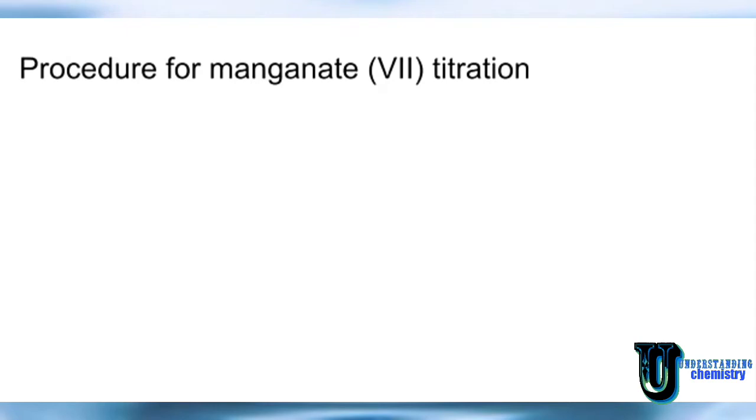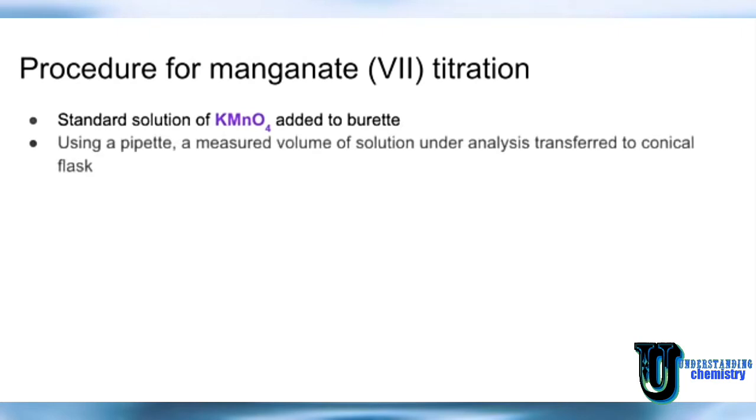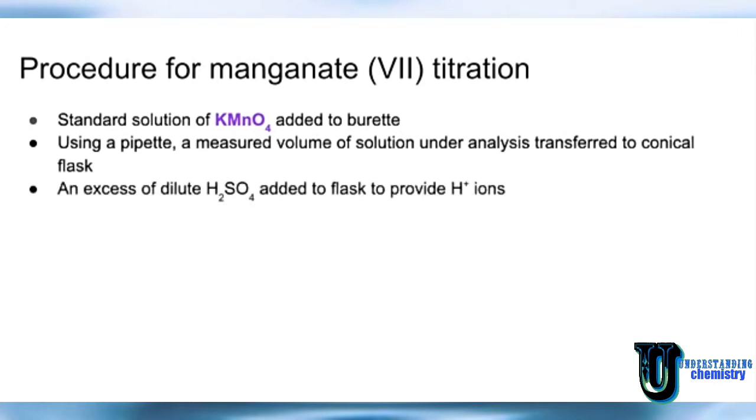So we'll look at the procedure for a manganate(VII) titration. The standard solution of KMnO4 is added to the burette. We use a pipette to measure a volume of the solution under analysis and transfer that to a conical flask. We add an excess of dilute sulfuric acid to the conical flask to provide the acidic conditions for the reaction. We carry out a trial titration.